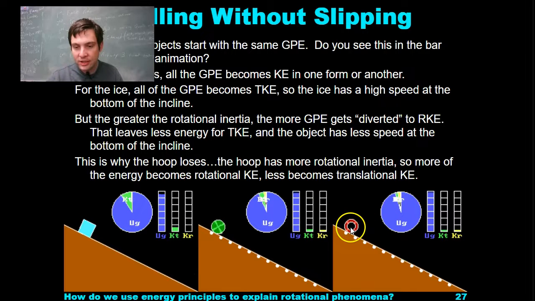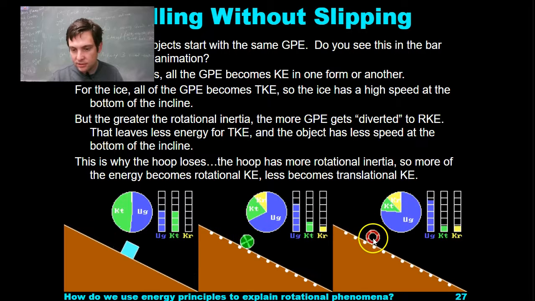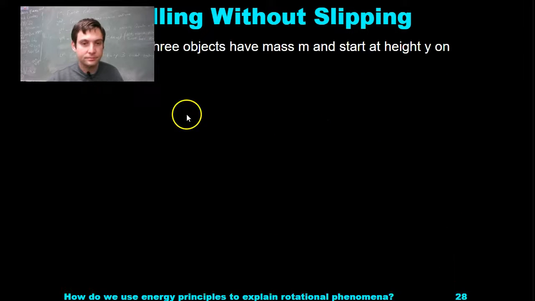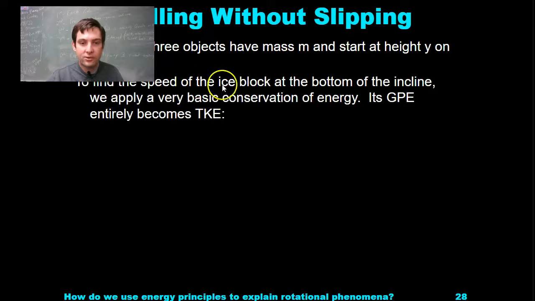The axis of rotation is directly in the center, and all of the mass is further away. Meanwhile, the disk has some mass closer towards the center. Let's say all three objects have mass m and start at height y on the incline.